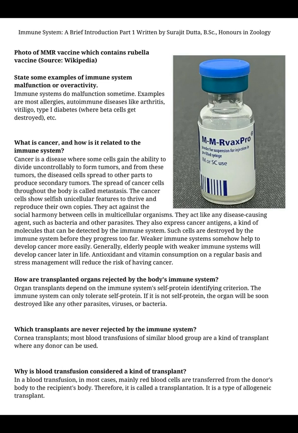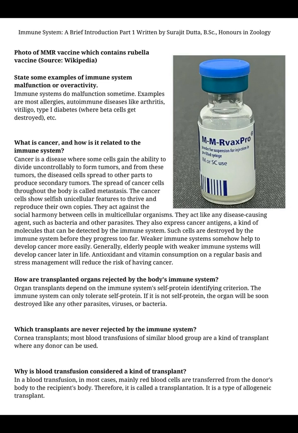The cancer cells show selfish unicellular features to thrive and reproduce their own copies. They act against the social harmony between cells in multicellular organisms. They act like any disease-causing agent, such as bacteria and other parasites. They also express cancer antigens, a kind of molecules that can be detected by the immune system. Such cells are destroyed by the immune system before they progress too far.